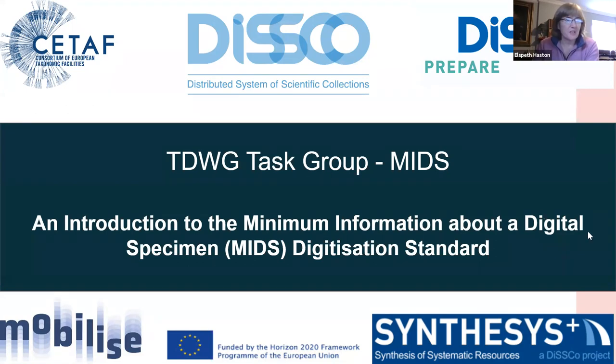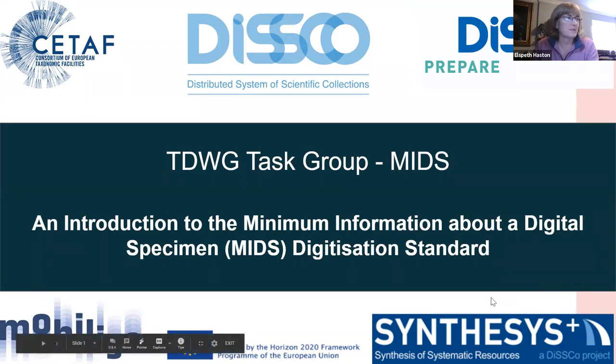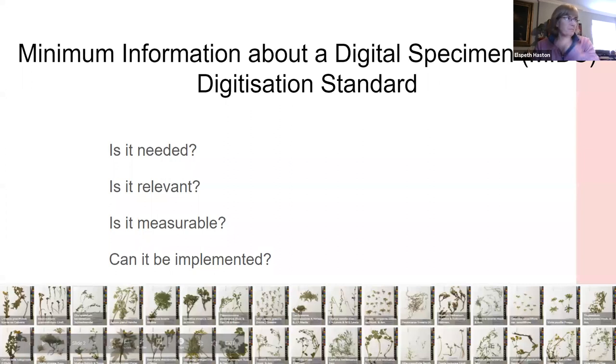Alex has given a really nice introduction to the work that we're doing and the aims of the task group. And I just want to go through a few points, essentially before we get into some of the detail. I know Alex has covered some of this already, but it's just to reinforce some of these questions. So I wanted to talk through these four questions about whether another standard is actually needed. Is this standard going to be relevant? Are we going to be able to measure it, and can it be implemented?